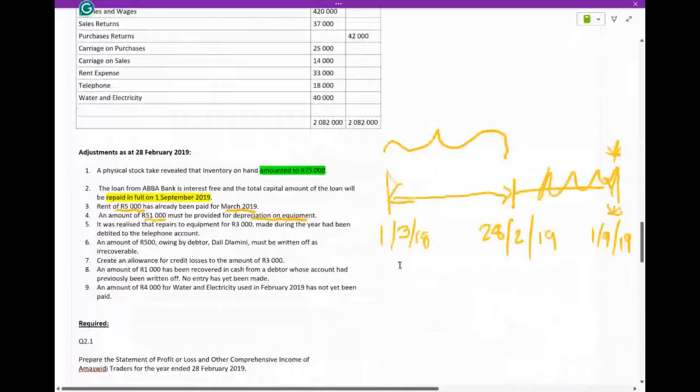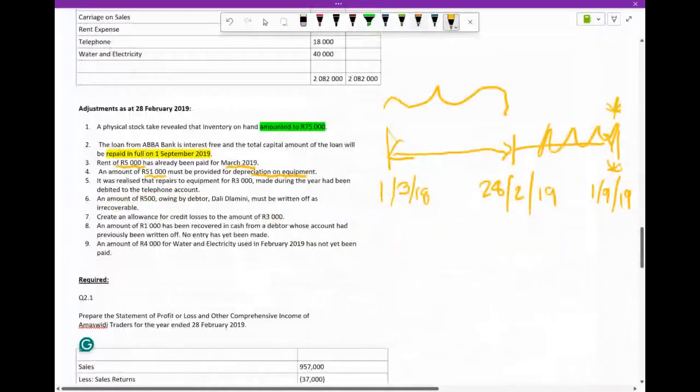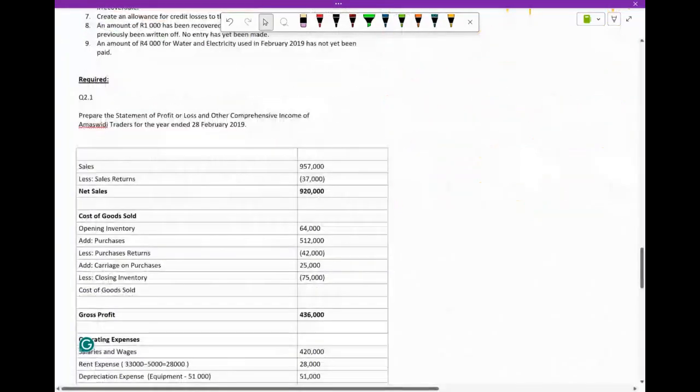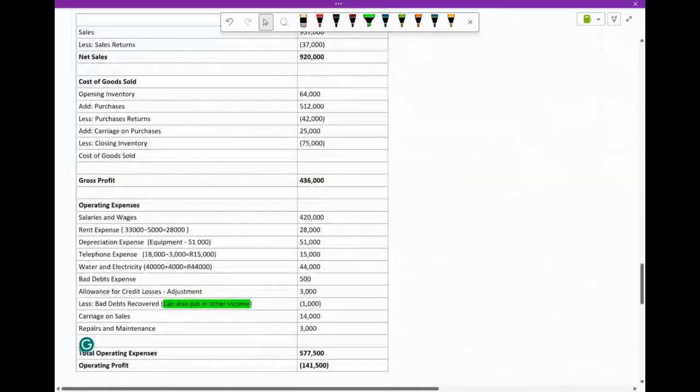Then we go on and it says it was realized that the repairs to equipment for 3,000 made during the year had been debited to the telephone account. So if we've debited it to the telephone account, what does it mean about this telephone amount here? Is it more than or less than what it should be? It's more than what it should be. So we need to reduce that. So telephone needs to be reduced by 3,000.